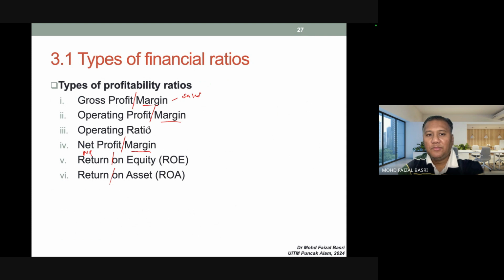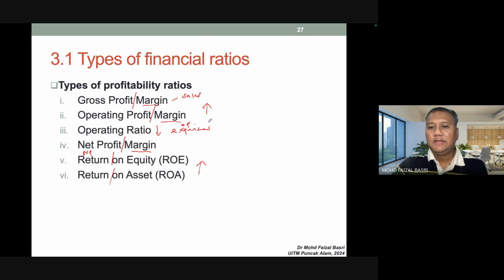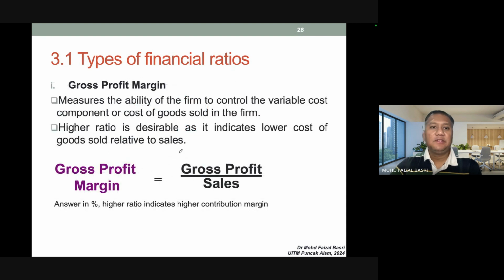Okay, so we left with operating ratio. So this is the ratio yang lagi rendah lagi bagus. Yang the rest, the higher the ratio, the better. Ini dua lagi tinggi lagi bagus. But for operating ratio, the lower the better because we measure, like I said, the expenses. Specifically, we measure the operating expenses. Okay, operating expenses. So you dah dapat the hint of the ratio of the formula. So kita boleh tengok lah.